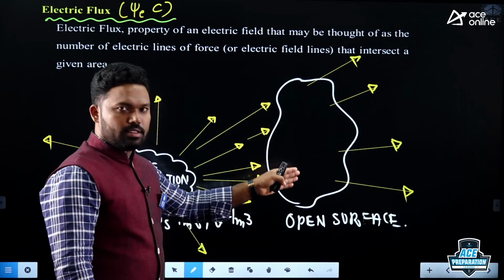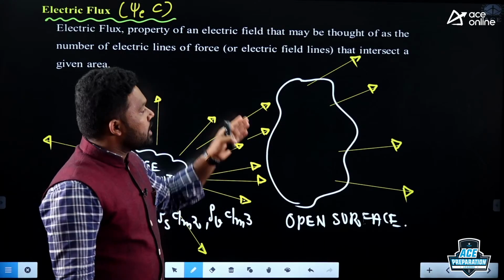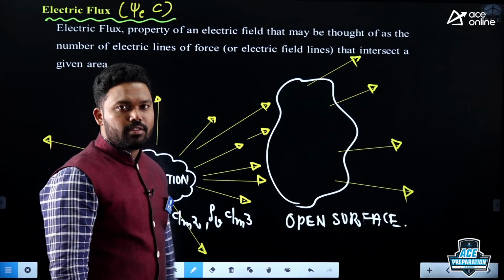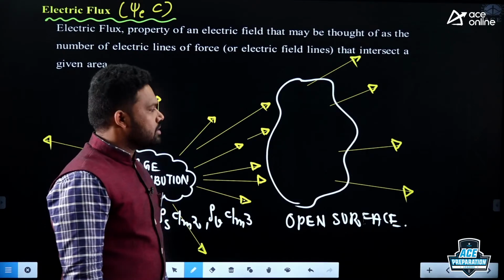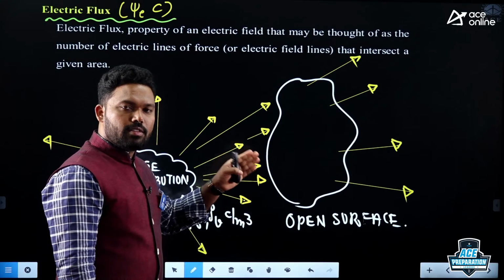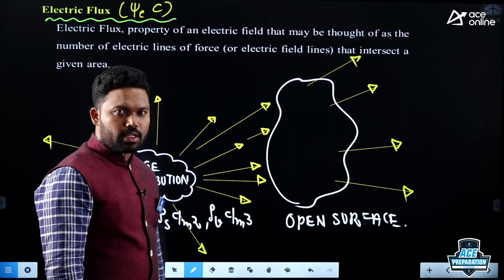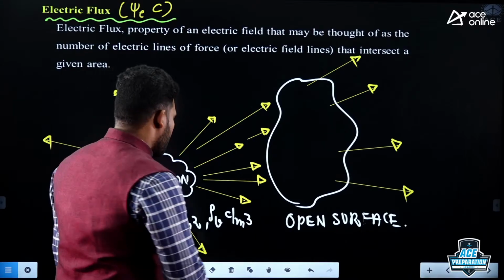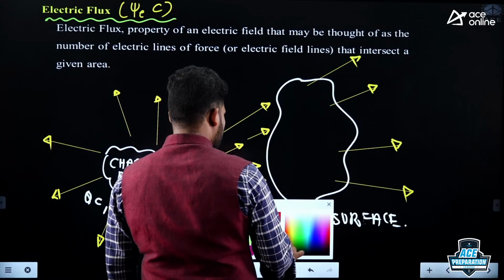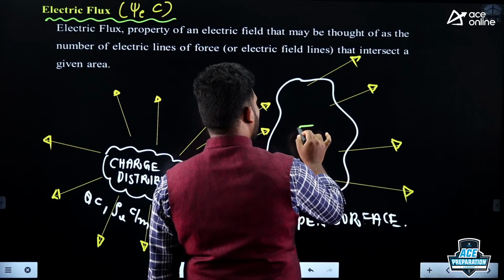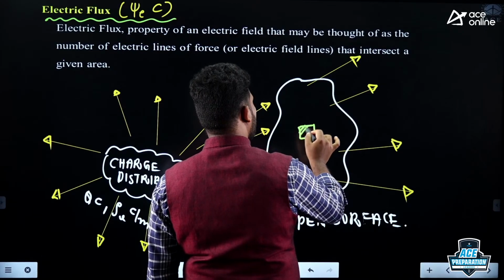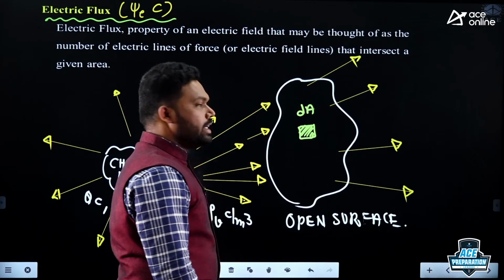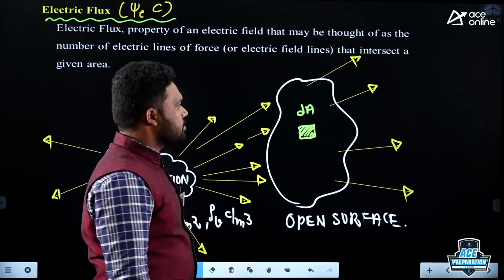So number of lines, what is the flux? I'll repeat again. The number of electric field lines intersecting the given area is the electric flux, or the number of lines crossing the given surface is called electric flux, or the amount of vector field crossing the given surface is called electric flux. Now, what is this flux density? Suppose you consider a small piece of area here. It is dA, a differential area.